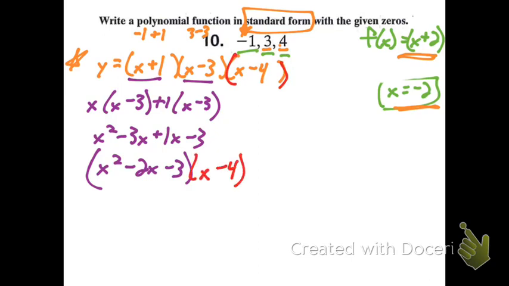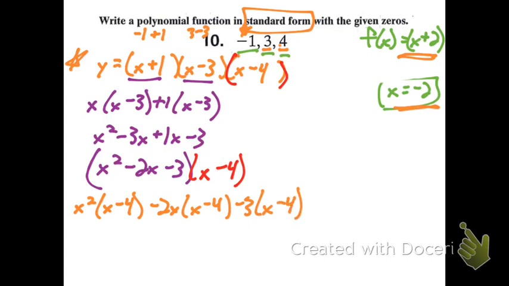So, I'm going to continue this out, and I'm going to just triple distribute, if you want to call it that. X squared times x minus 4 minus 2x times x minus 4, and then minus 3 times x minus 4. So it'd be x to the third minus 4x squared minus 2x squared plus 8x, then minus 3x plus 12.